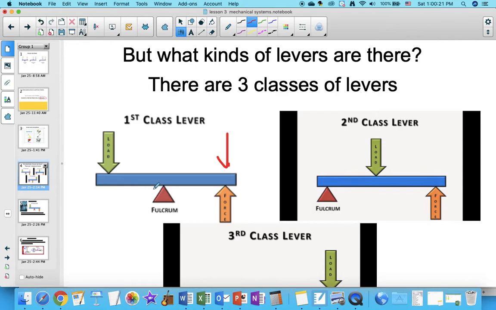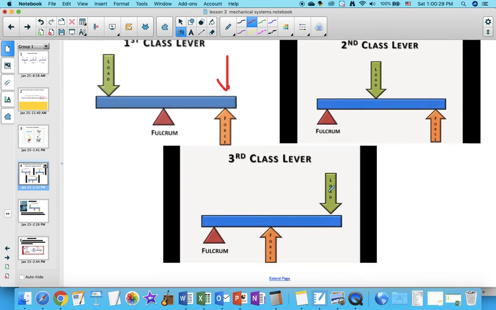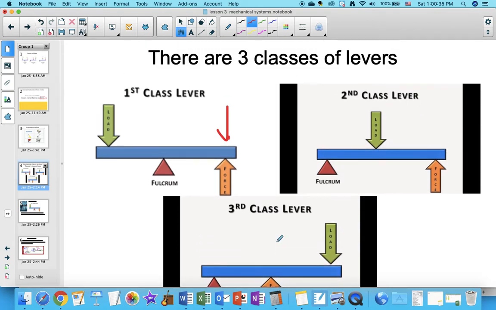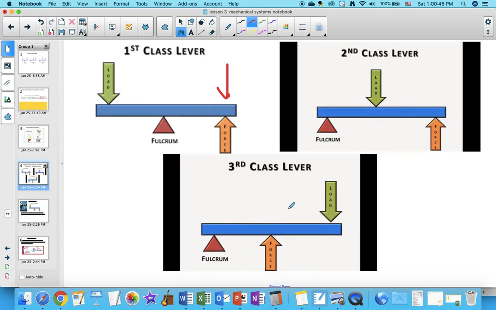This means that this is the load arm, this is the effort arm, and the fulcrum is in the middle. In the second class lever, we see that the load is in the middle, the force is on one end, and the fulcrum is on the other end. And in the third class, we say that the fulcrum is on one end, the load is on the other end, and the force is in the middle. So the difference between the classes is what's in the middle. In a first class lever, the fulcrum's in the middle. In the second class lever, the load's in the middle. And in the third class, the force or the effort is in the middle.